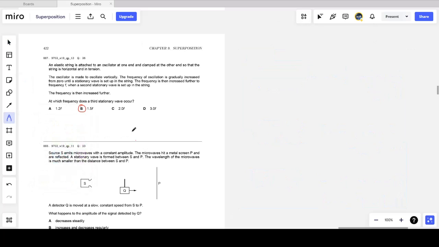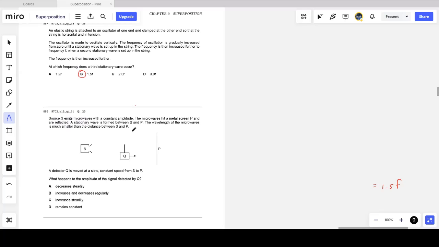Now the next question is 888. It is from the winter 2019 exam. That's October-November 2019. It's question paper 1, variant 1, and it's question 23 from that paper.